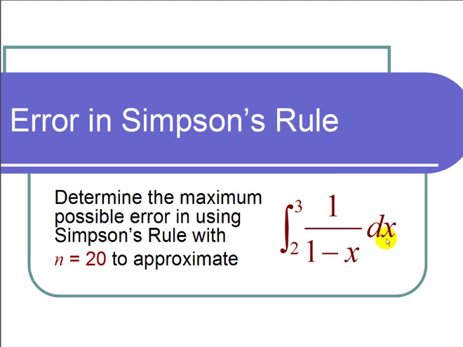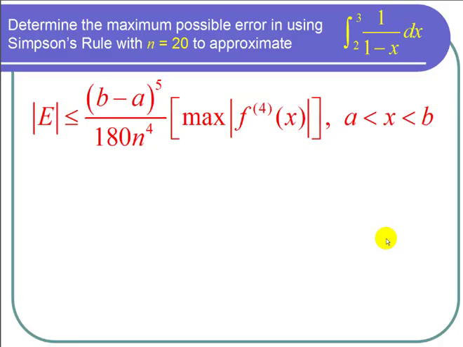So we'll use the error formula for Simpson's rule, which states that the error is always less than or equal to (b minus a) to the fifth divided by 180 n to the fourth times the maximum of the fourth derivative of f of x for x between a and b. So a and b and n, those are all easy. That's just 2, 3, and 20. But the fourth derivative, we have some work to do.